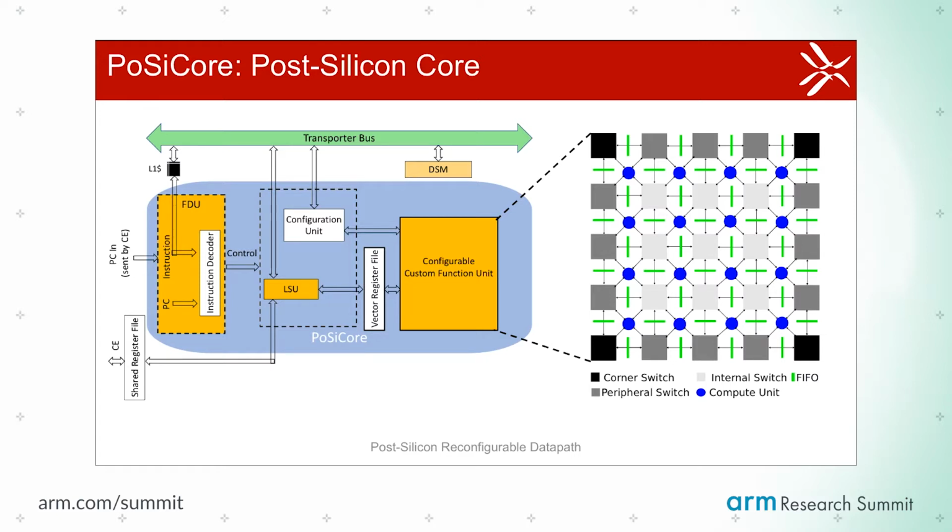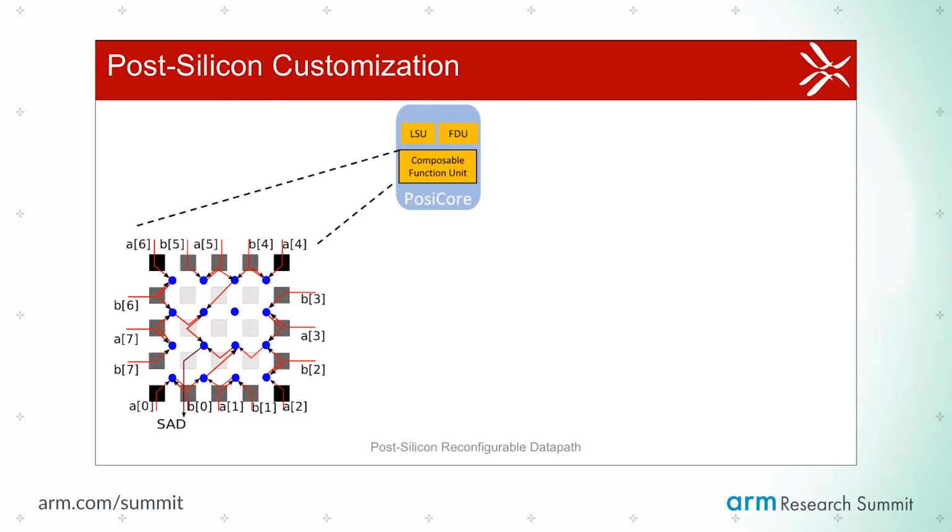A compute unit is connected to 4 of its neighboring switches, and each switch is connected to 4 neighboring switches. Each compute unit is capable of performing arithmetic and floating point operations. An IE for which the data path needs to be realized on this unit is represented as an acyclic data flow graph, which is shown by the red lines in the figure. This graph is overlaid on the CCFU to realize the desired data path.